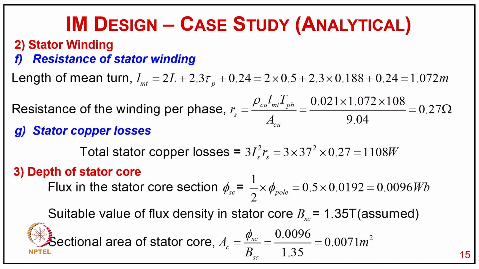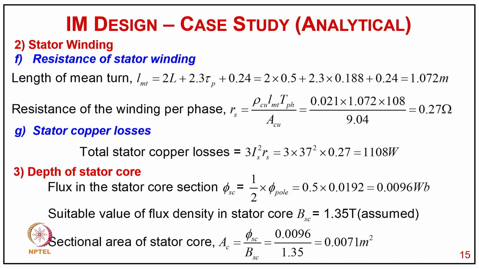LMT is the mean length of one turn, and with the number of turns TPS divided by ACU, where ACU is the conductor cross-sectional area, typically in the case of stator winding, putting the values, it comes to 0.27 ohm. Now coming to the calculation of stator copper losses.